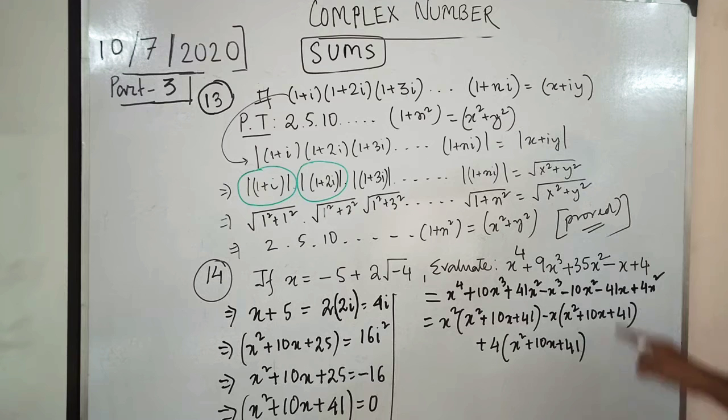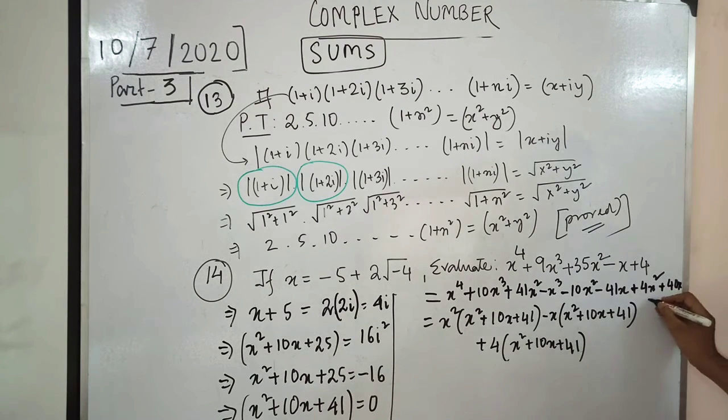Now the problem lies with minus x. As I have written this, I have to write here what? 40x, because 40, and here I need to write what? 164. Now look at it.